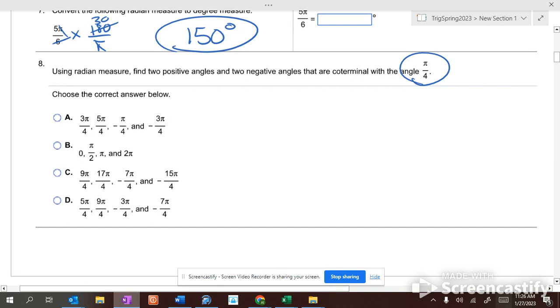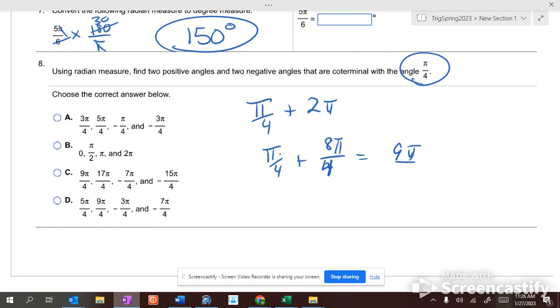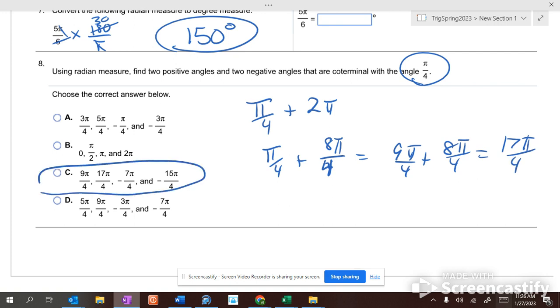All right, pi over 4. If we have pi over 4, what's coterminal with that? Well, we have to add 2 pi onto this. 2 pi onto pi over 4 is the same as pi over 4 plus what over 4? 8 pi over 4. So you get 9 pi over 4. If you add another 8 pi over 4, you get 17 pi over 4, and so on. 9, 17.